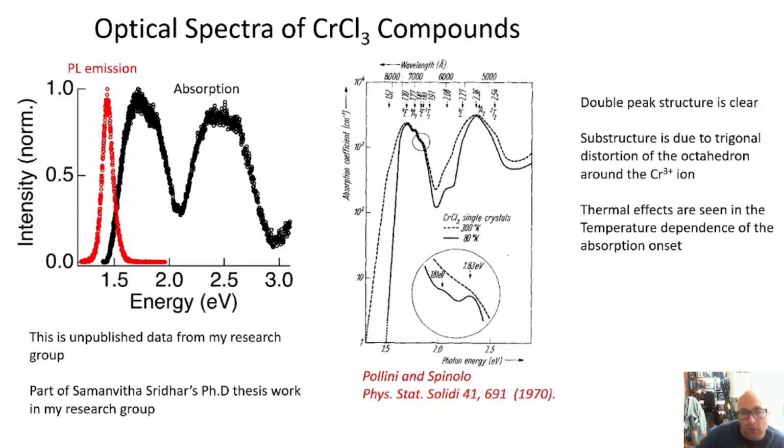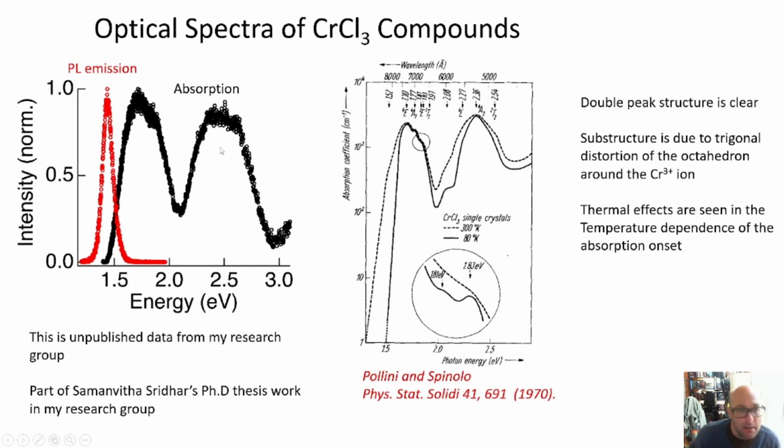Nevertheless, starting from the octahedral symmetry perspective is a good way to understand why I have 2 peaks, and why the peak centroids are separated by a certain amount. And then when you need to analyze the fine structure, as Polini and Spinolo have done, you need to think about the distortions from perfect octahedral symmetry.